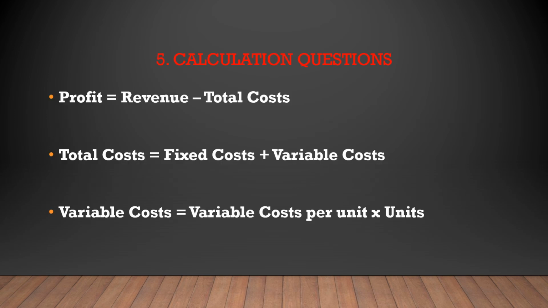Number 5, calculation questions. Remember those formulas. Profit equals revenue minus total costs. And if you have to calculate total costs is fixed costs plus variable costs. Fixed costs do not vary with output. Variable costs vary with output. And if you need to calculate the variable costs, well, the variable cost is your variable cost per unit, per one thing, times by how many things, how many units.